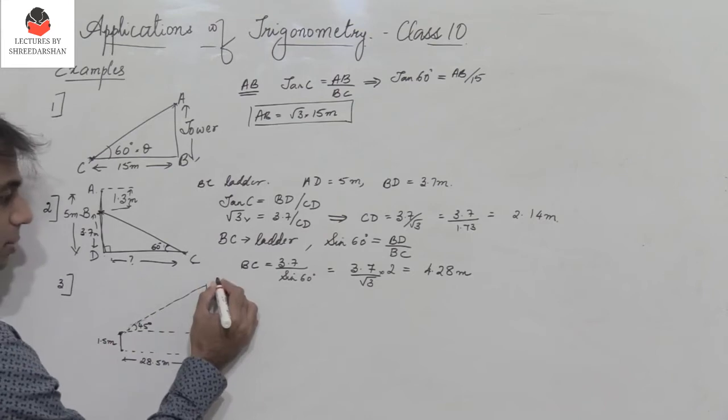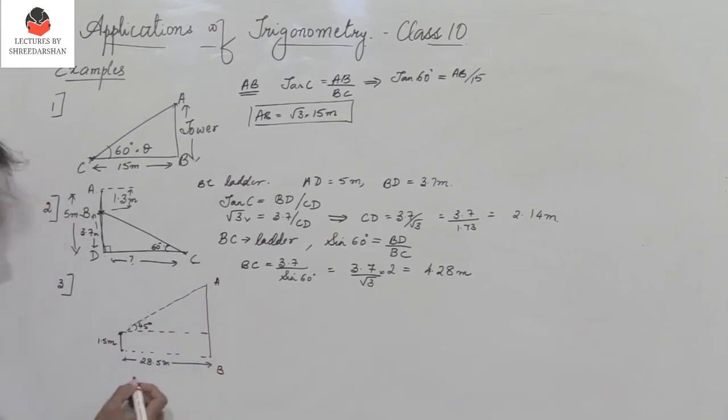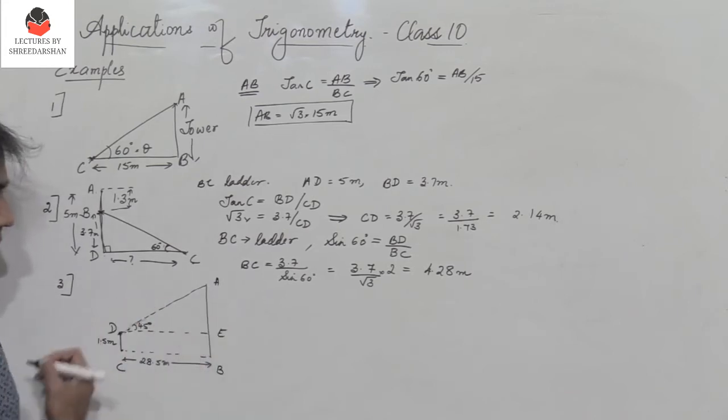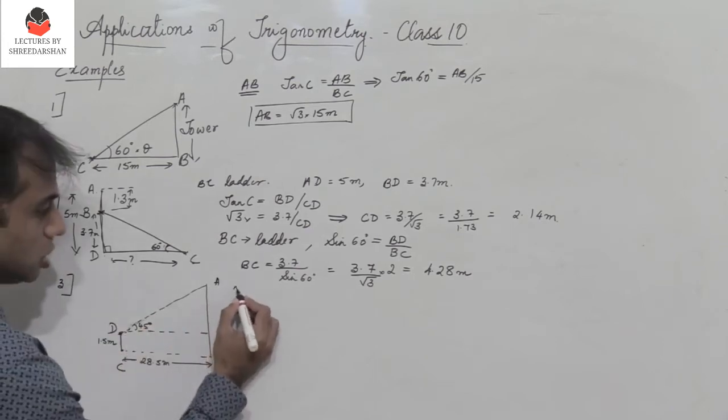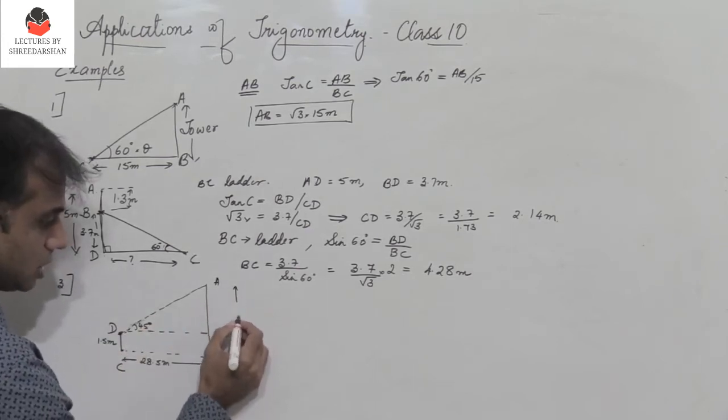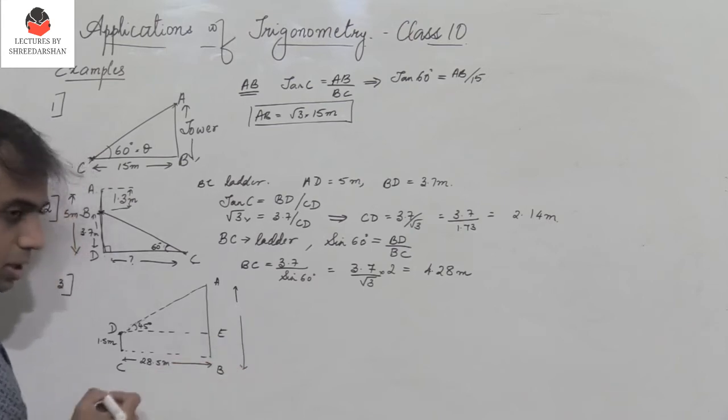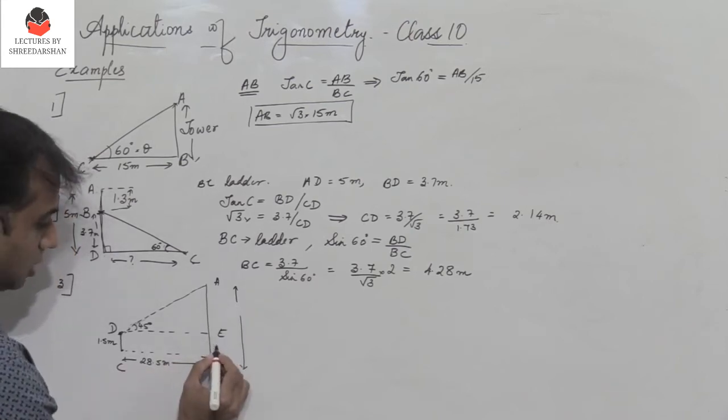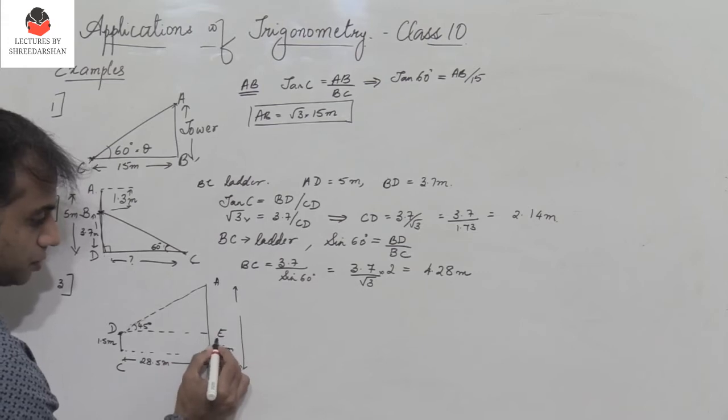So let this be AB, and let this be C, D and E. Now we need to find the height of the chimney. So the height of the chimney is this entire thing. AB is the height of the chimney. And this is 1.5 meters.